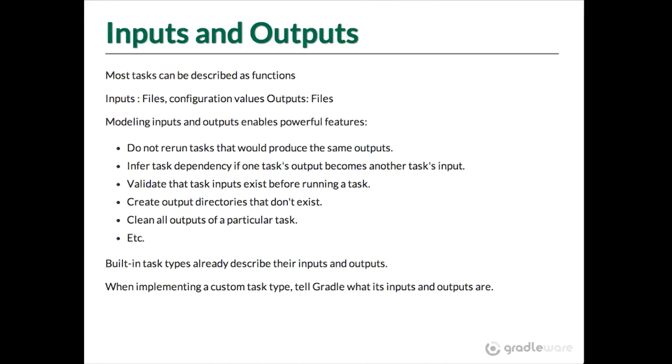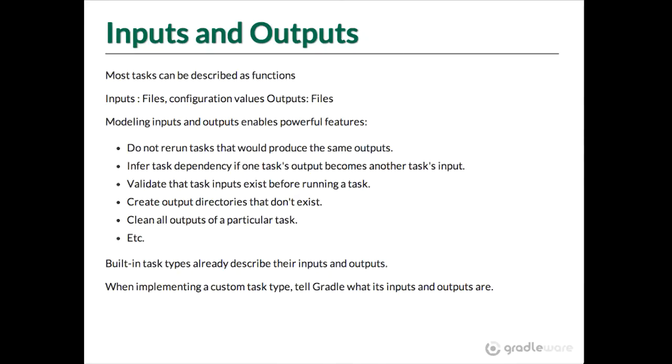Because I know the outputs, I can create directories because I know that this is the output, so I know I'm going to need to write there, so I can create it before. This is all the stuff that you don't have to do in your actual task implementation. I can provide a clean task out of the box which goes through all the other tasks and removes their outputs, etc. So basically, you get a lot of advantages by having tasks know what their inputs and outputs are.